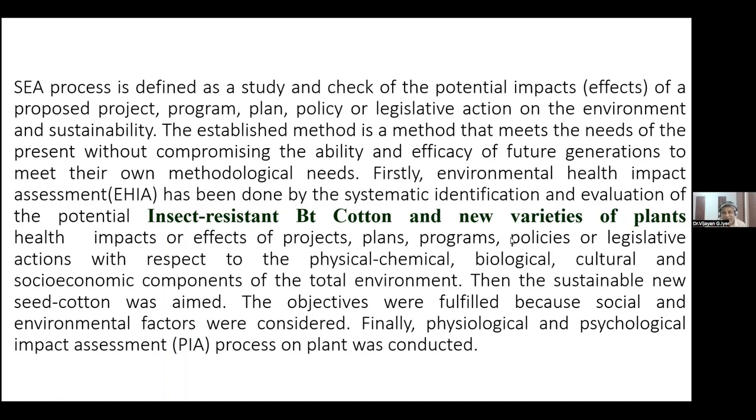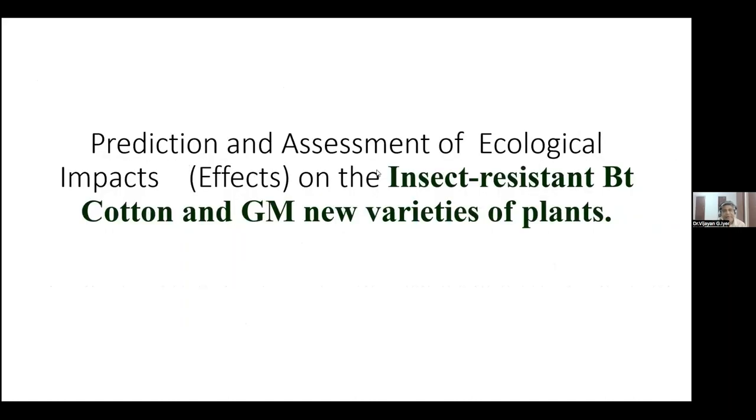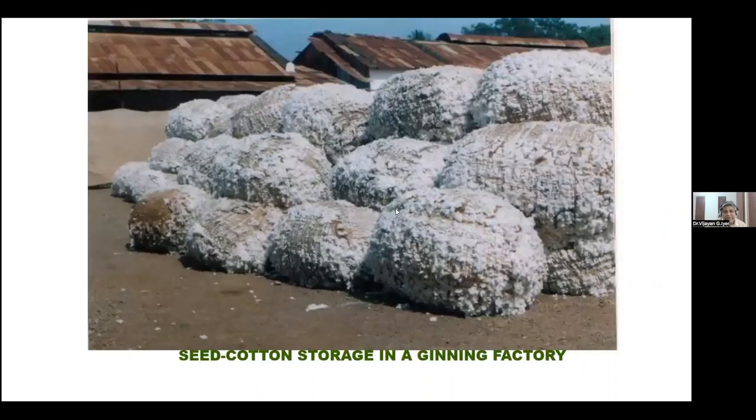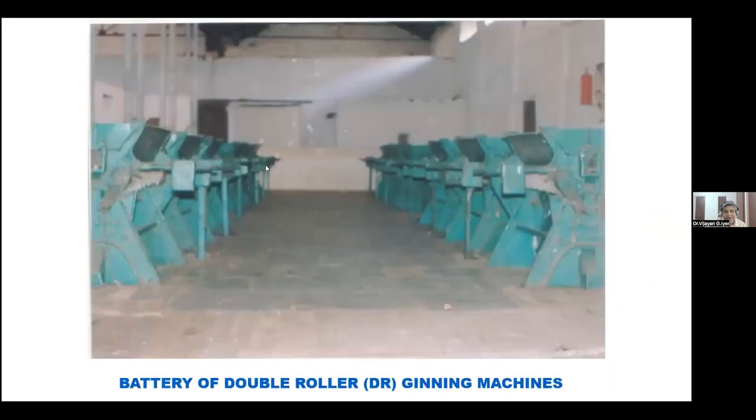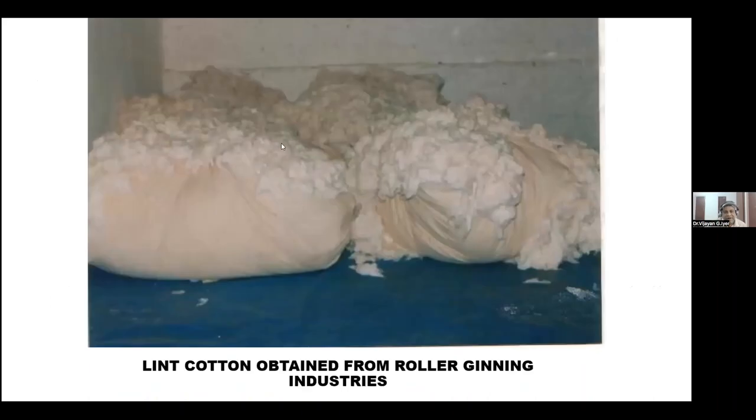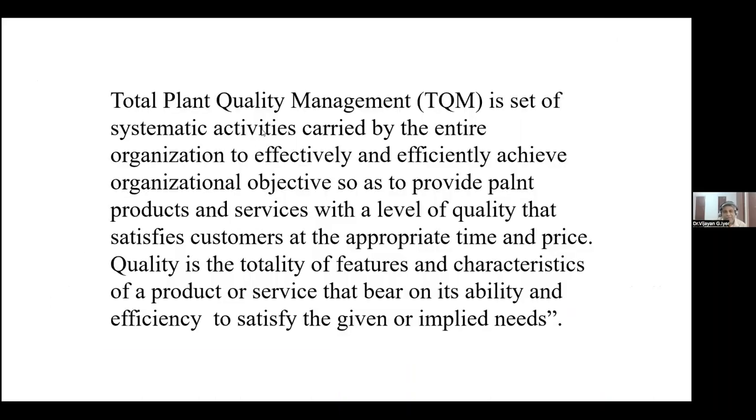So insect resistant BT cotton and new varieties require the prediction assessment of ecological effects on the genetically modified as well as the BT seed cotton. So this cotton is actually genetically modified or genetically transformed seed cotton, and this has considerable BT load on the environment. So this ginning machine and lint cotton have considerable toxic elements that is called BT protein. So total plant quality management is a very important continuous improvement system approach to the management, and it has a considerable theory of knowledge as well as understanding the variations with respect to the target and what is called system approach to the management.